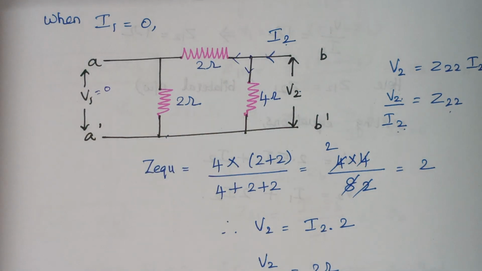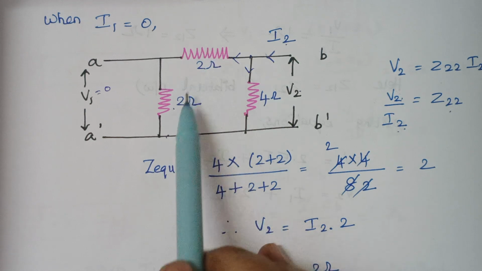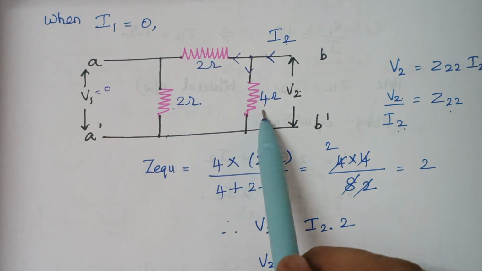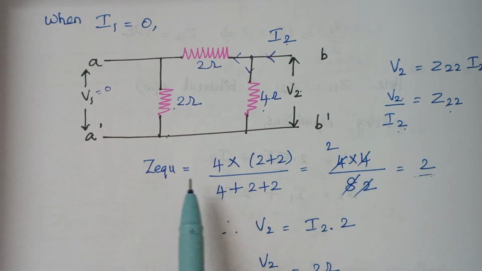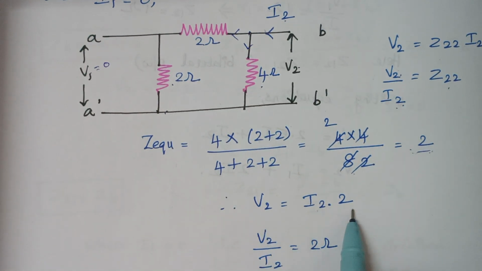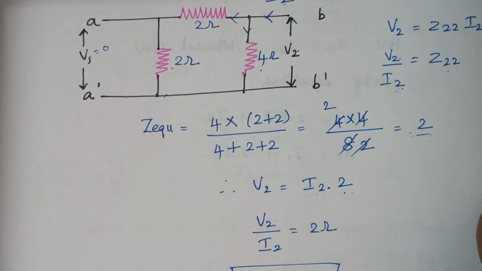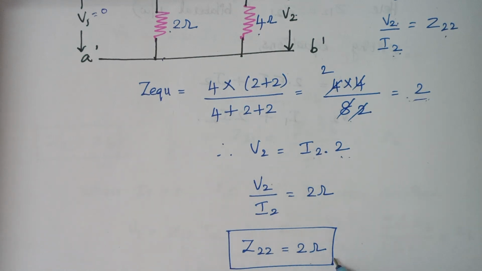So what about the total impedance? Here 2 plus 2 makes 4, right? And that combination comes in parallel with this 4 ohm. So 4 into 4 divided by 4 plus 4. Obviously here we are getting the answer 2. This is Z equivalent. So here V2 is nothing but I2 into Z. So the value of Z is 2. And here V2 by I2 is nothing but 2. And finally the value of Z22 is 2 ohm.